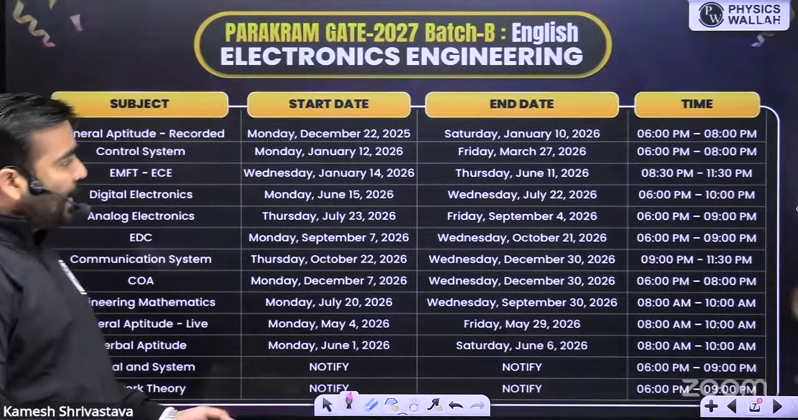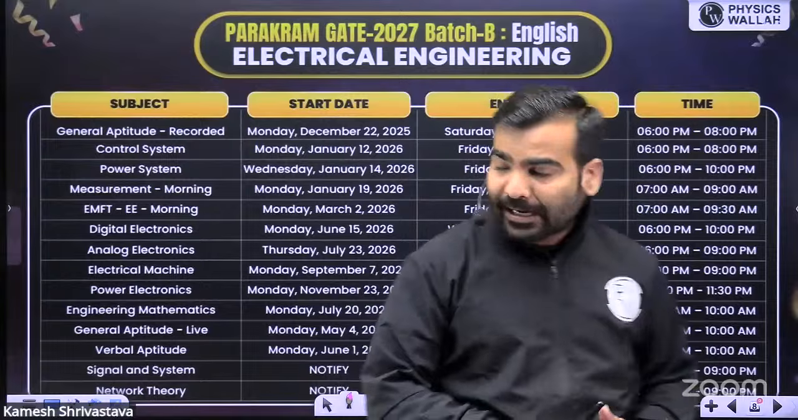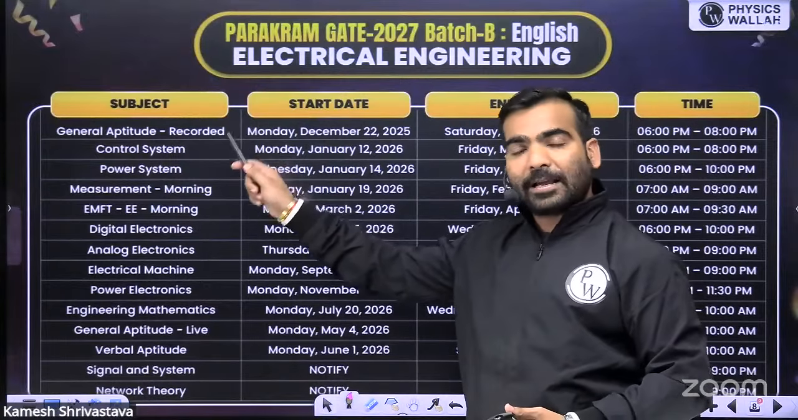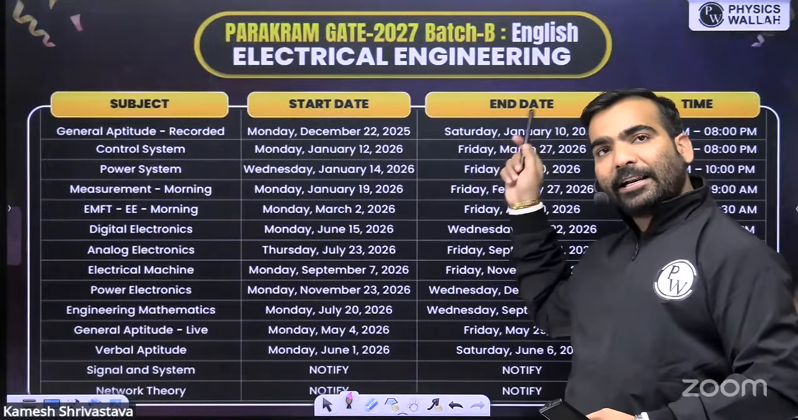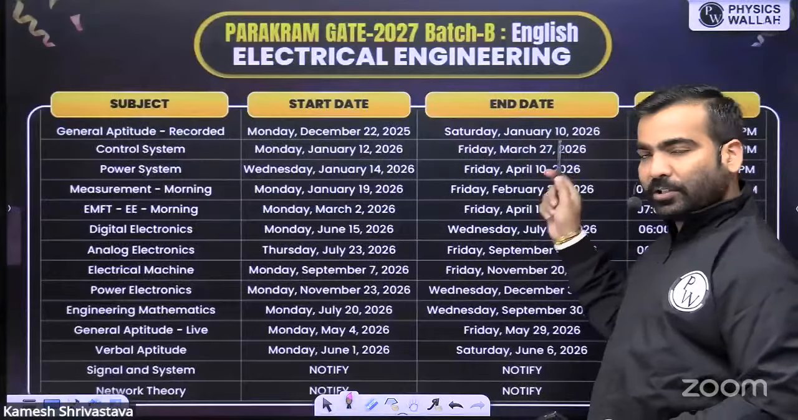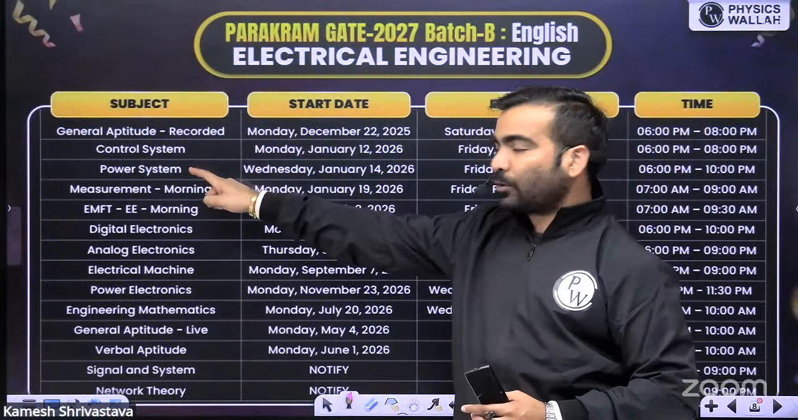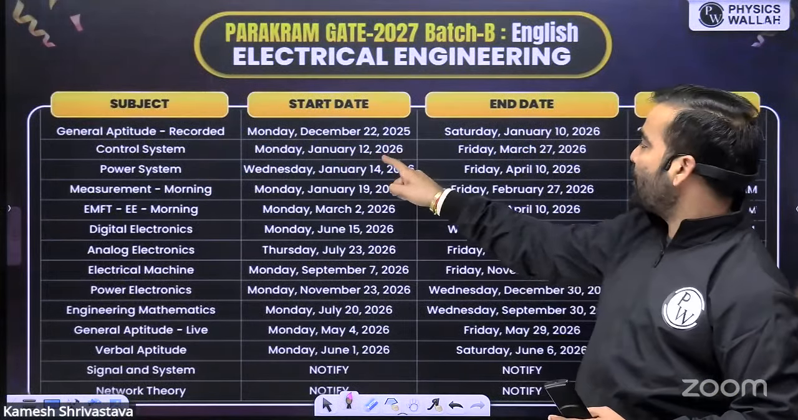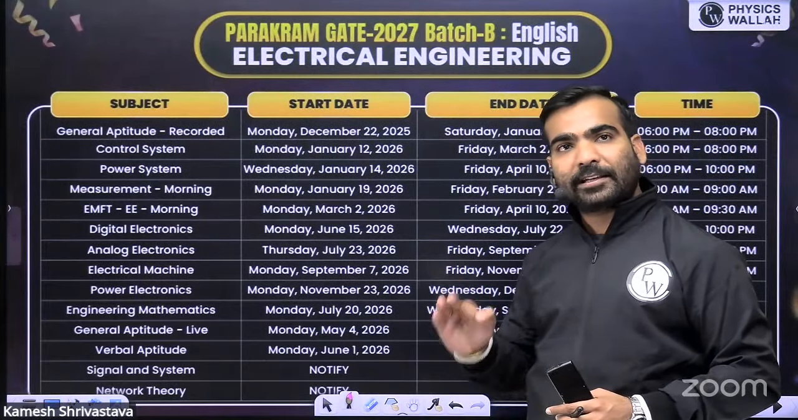Okay, and then if we talk about the electrical engineering branch, again the very first subject is general aptitude, starting from 22nd of December and ending on January 10th, 2026, right? And after that you have the control system, from January 12 to March 27. Again control system has good weightage for electrical engineering students as well.